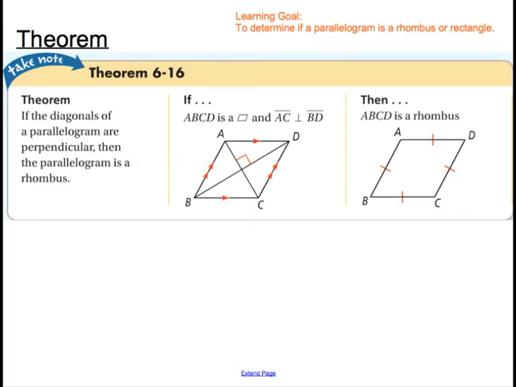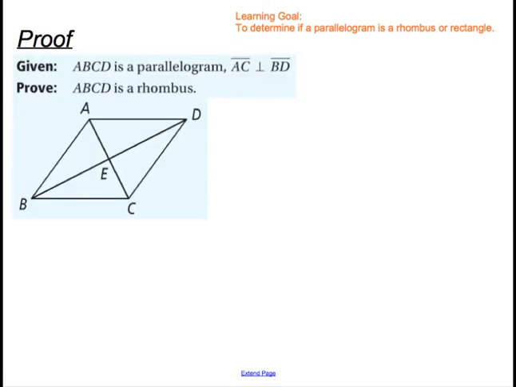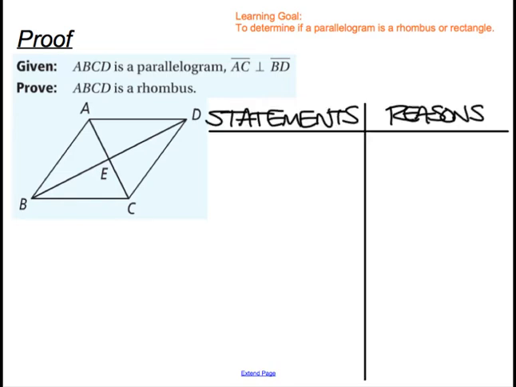Our first theorem helps us to determine if a parallelogram is a rhombus. It states that if the diagonals of a parallelogram are perpendicular to each other, then the parallelogram must be a rhombus. So let's look at a proof of this theorem. I will complete this proof as a two-column proof, so I'll have statements and reasons.